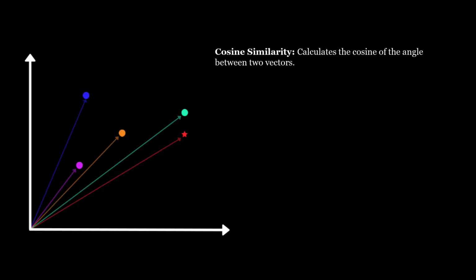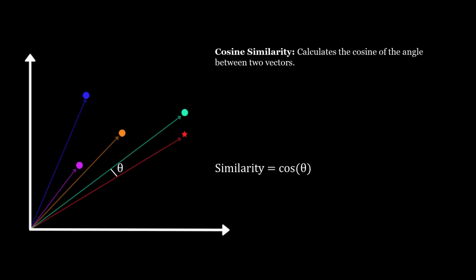The second metric that can be used here is cosine similarity. It calculates the cosine of the angle between two vectors. Unlike the Euclidean distance, which focuses on the magnitude of the difference between points, cosine similarity measures the direction of the vectors. This makes it useful when the magnitude of the data points isn't as important as their relative orientation.